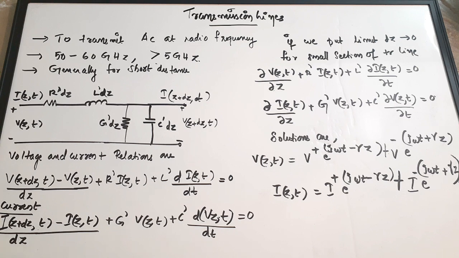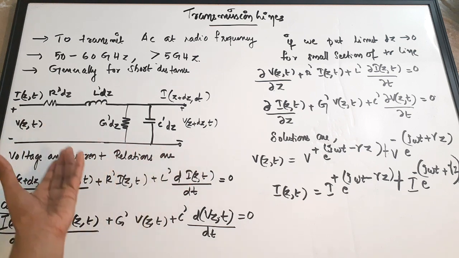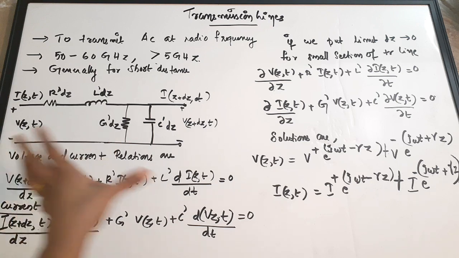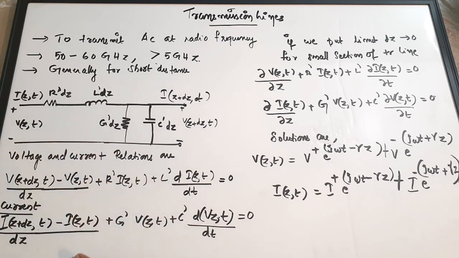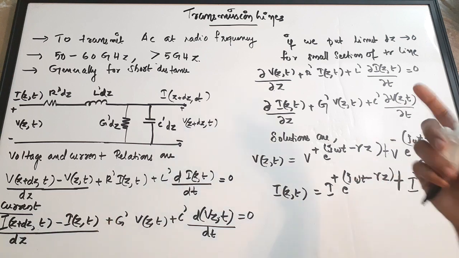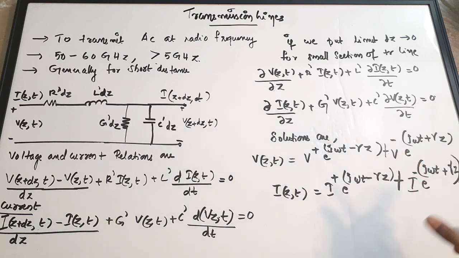So we are going to discuss transmission lines in this video. This is a very important topic in electromagnetic theory. Actually, what are transmission lines? We are going to see what a transmission line is, how we can represent it in network form, that is, a connection of various components, what the voltage and current equations are, their differential equations, and what the solutions are.